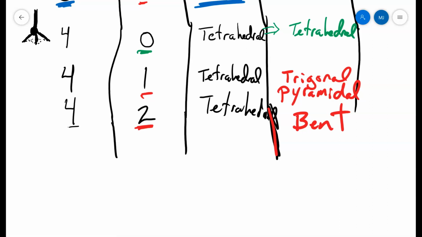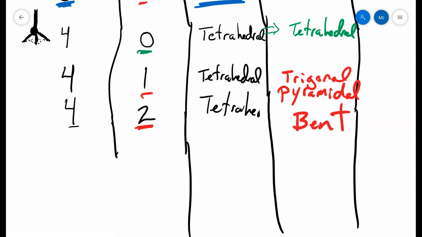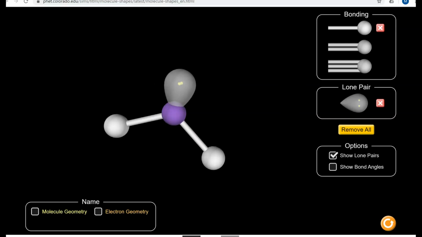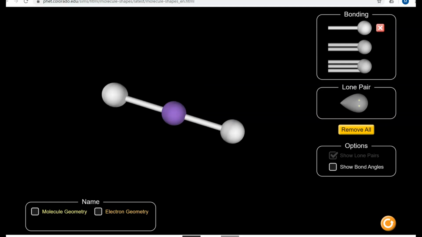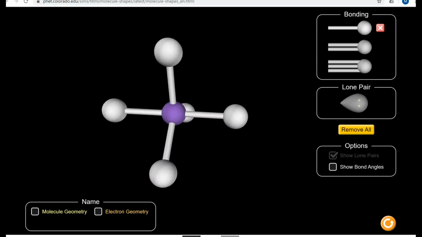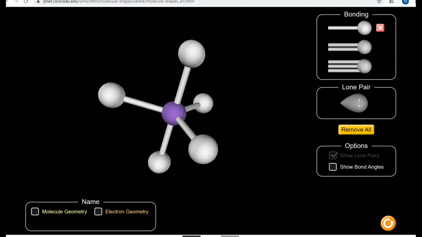Alright, now, what am I doing here? Trying to extend my graph. Now we're going to go up one more. 5 regions, 0 lone pairs. I'm going to jump over to my model. And you know what? I'm just going to put in 5 single bonds. I think the single bonds actually work better for visualizing the geometry. We're going to try this here. Let me get this arranged right. Okay.